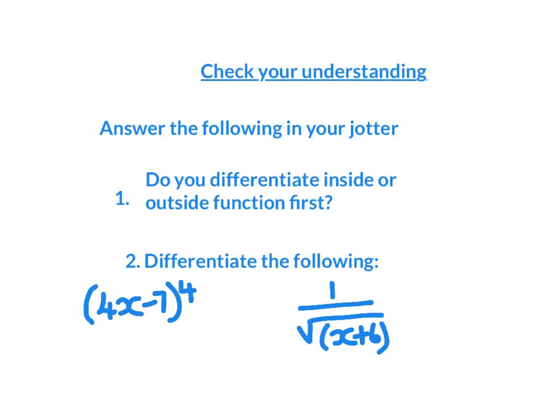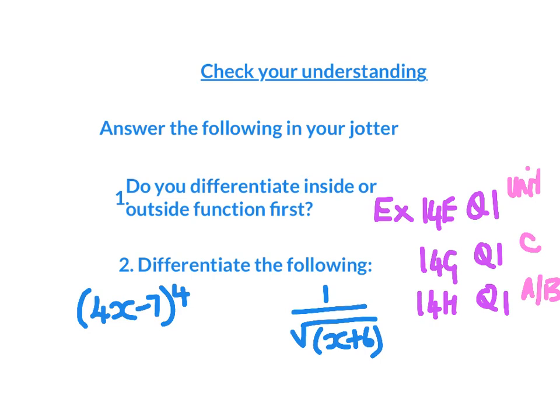Okay, just want to check you've got the main points from today. So do you differentiate the inside or outside function first? Remember, the chain rule is something we use for composite functions. So inside or outside function first. And then can you differentiate these two examples below? And we're now in a position to complete question 1 from each of these exercises, 14E, G and H. E is unit level, G is level C, and H is level AB.